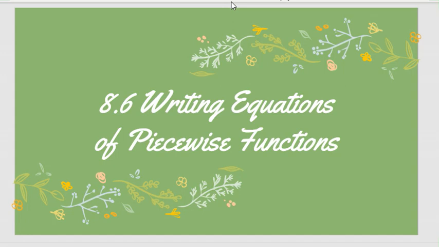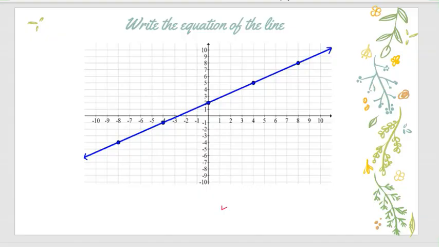Hey guys, we're back at it with writing some equations of piecewise functions today. So before we can write our equations, we need to review how to write the equation of a line. Typically, if you're given a line like you have here in this picture, you're thinking y equals mx plus b. So you need the slope and the y-intercept in order to write the equation of a line.